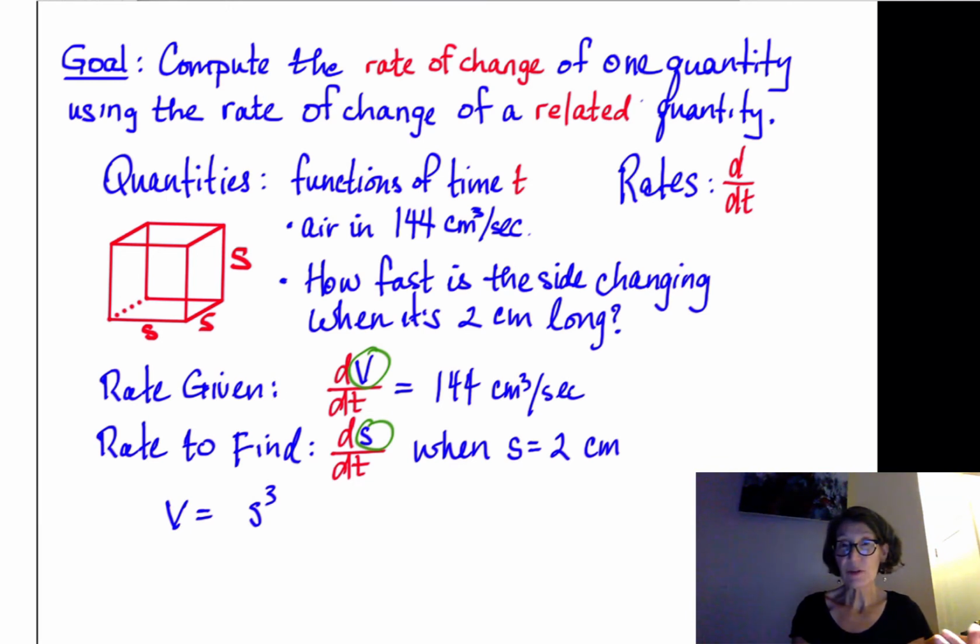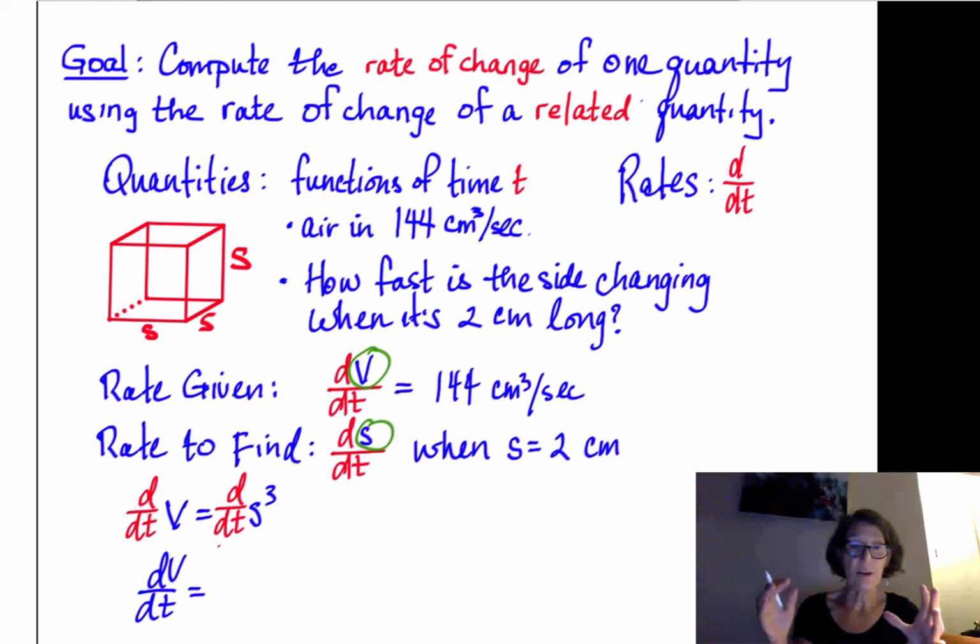Now we need a relationship between dV/dt and ds/dt, so we just differentiate both sides. On the left, I'm differentiating with respect to time, and on the right, I'm differentiating with respect to time. Notice on the left, I just get dV/dt. On the right, notice that s is a function of t, but we also have s to the third, so we have a function of s. We have a composite, basically. So we're using the chain rule on the right side. And notice we don't see any t, but we know it's an implicit function of t. So we're going to use implicit differentiation, or the chain rule.